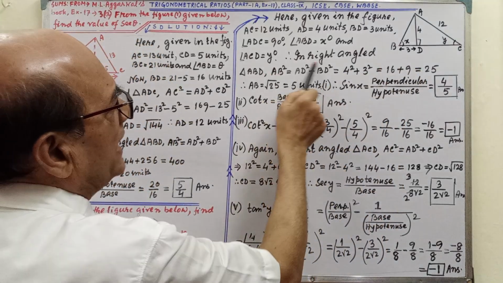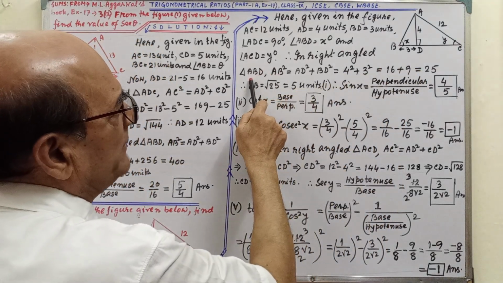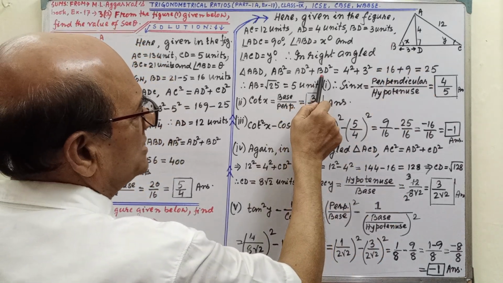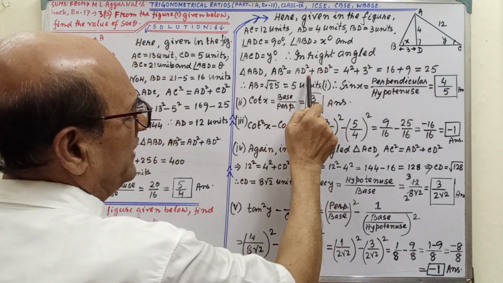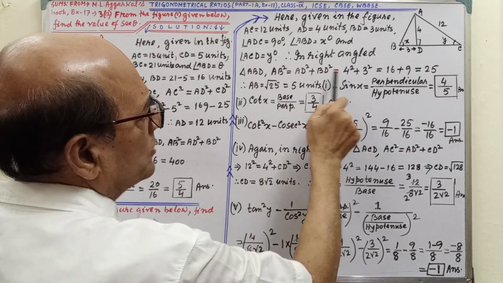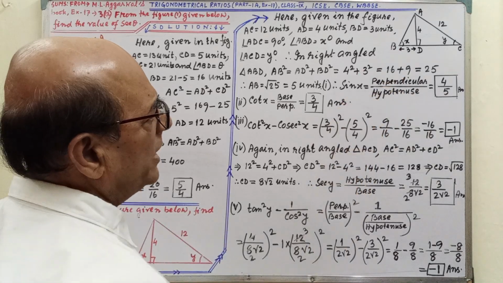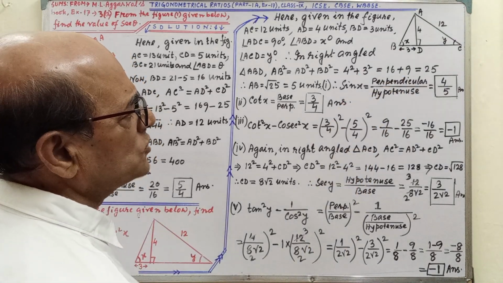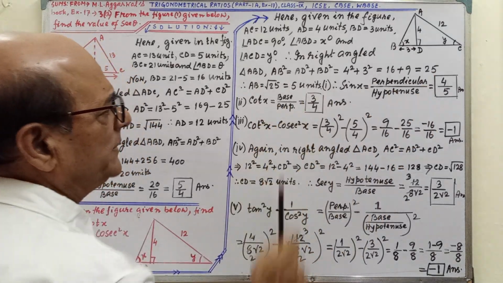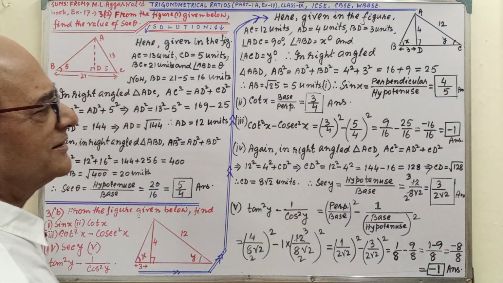So in right angle triangle ABD, AB square equals AD square plus BD square, just as you have seen in the previous sum. AD is 4, so 4 square. BD is 3, so 3 square. 4 square that is 16 and 3 square that is 9. By adding it is coming 25. Therefore AB equals 5 units. I think it is clear.